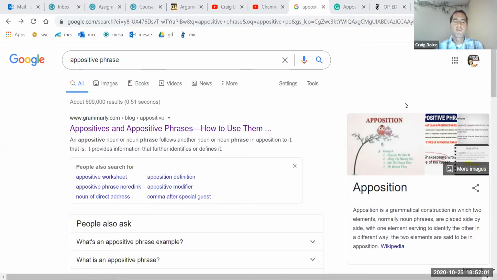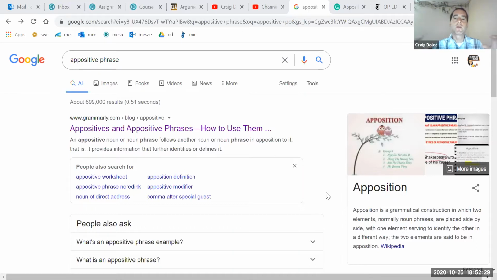First off, appositives are very helpful when presenting definitions because an appositive noun or noun phrase follows another noun or noun phrase in opposition to it. That is, it provides information that further identifies or defines it. So if you want to put a word and then the definition of the word, you can set it off as an appositive phrase, either before the word or after the word.